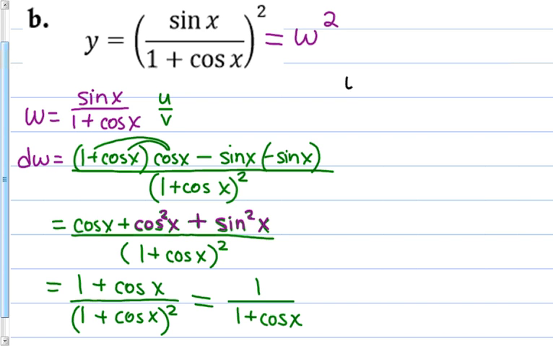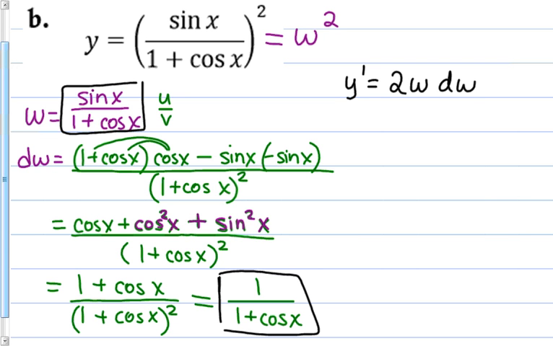Okay, so let's see. y prime is equal to, now my function is w squared, so if I derive that, I get 2w dw. And I already know what w is, right? I have w already. It's right here. And we did all the work to find dw, which is right there. So I get 2 times sine x over 1 plus cosine x, and then times dw, which is 1 over 1 plus cosine x.